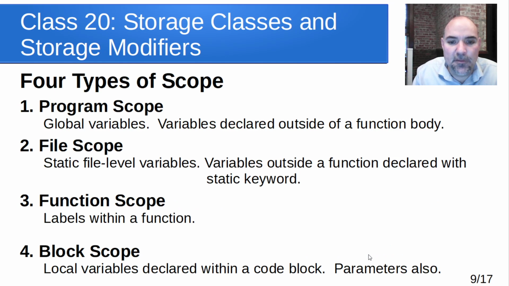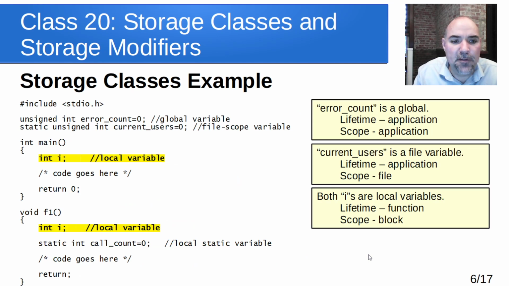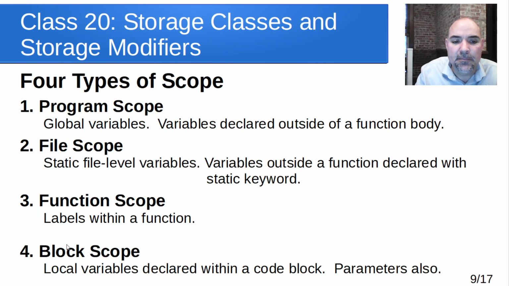And so let me just switch back a couple pages here and look at that. So here's the example code. Notice this up here, there's static restricting the scope of this to be file scope from global, but then static down here is changing the lifetime of this to be application rather than automatic lifetime.